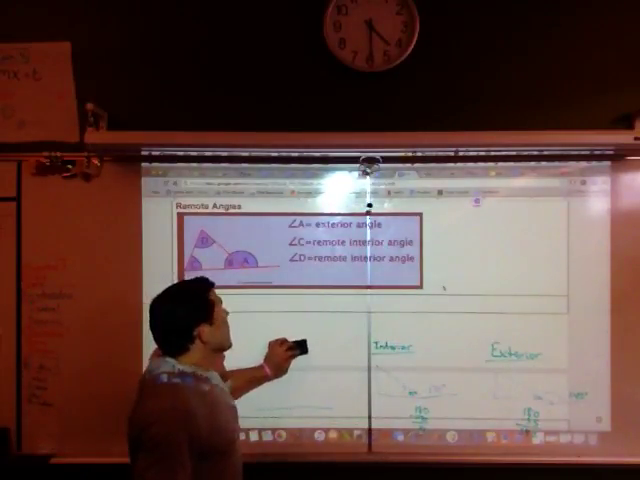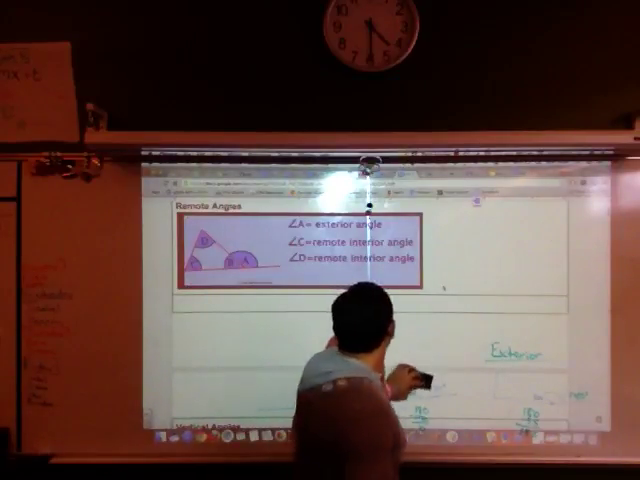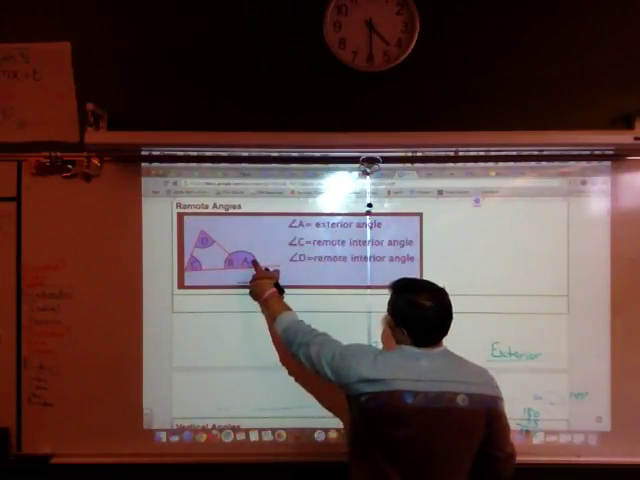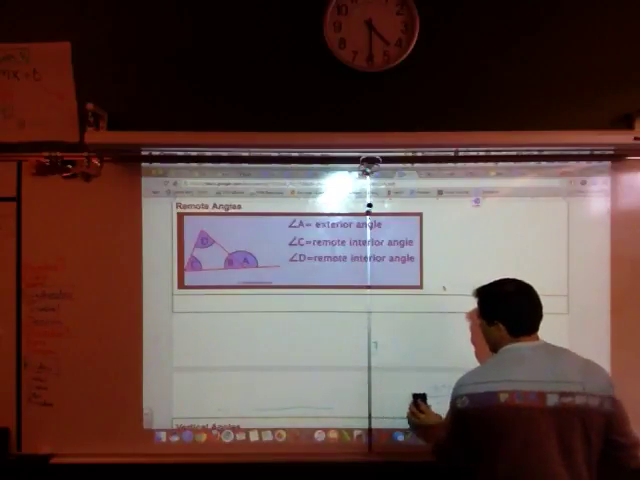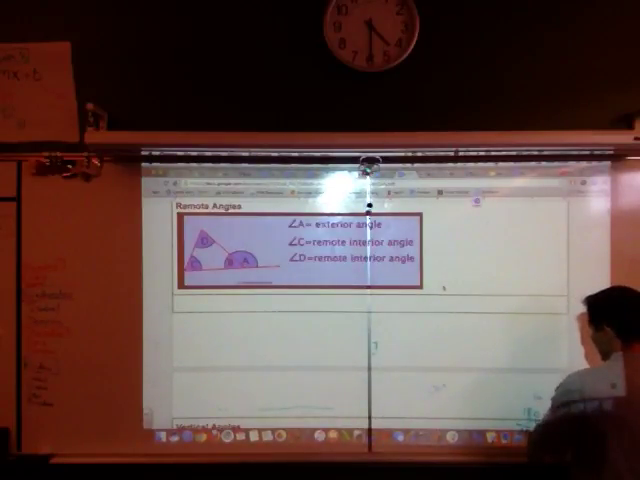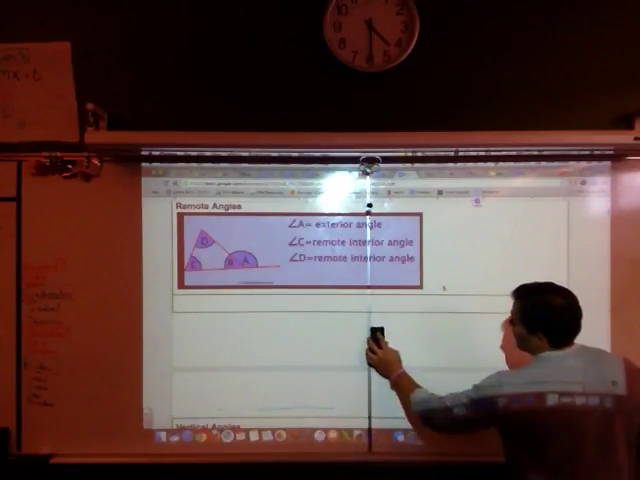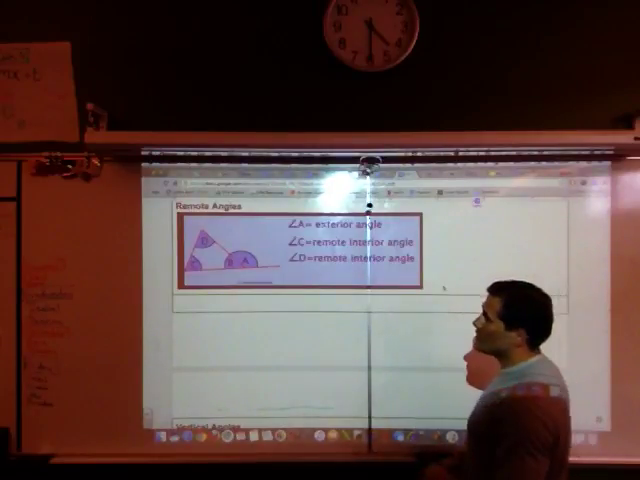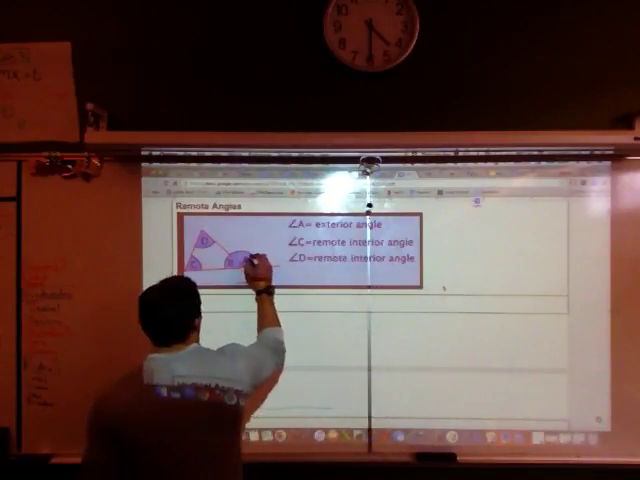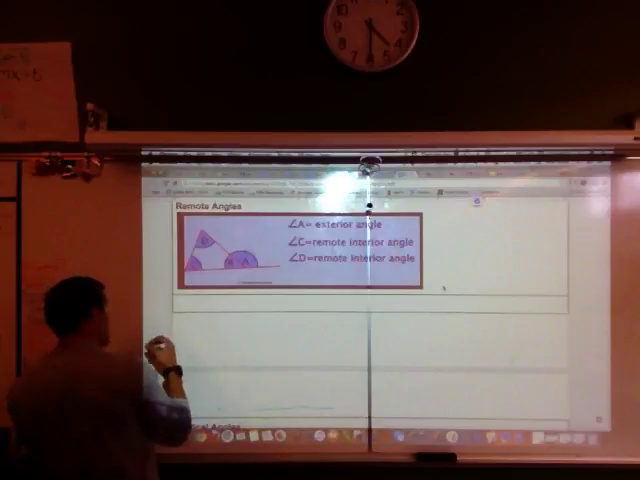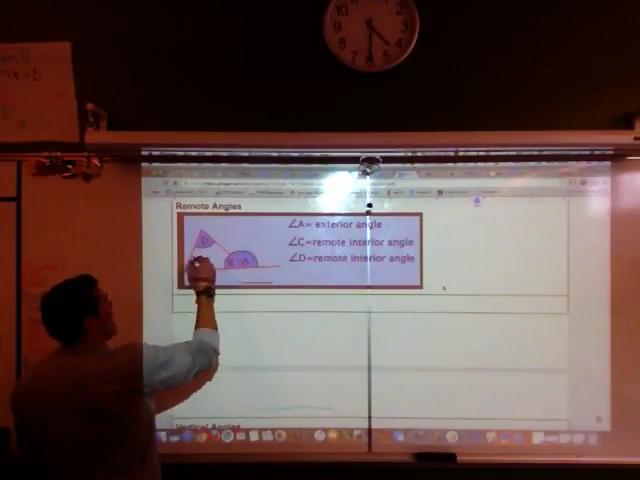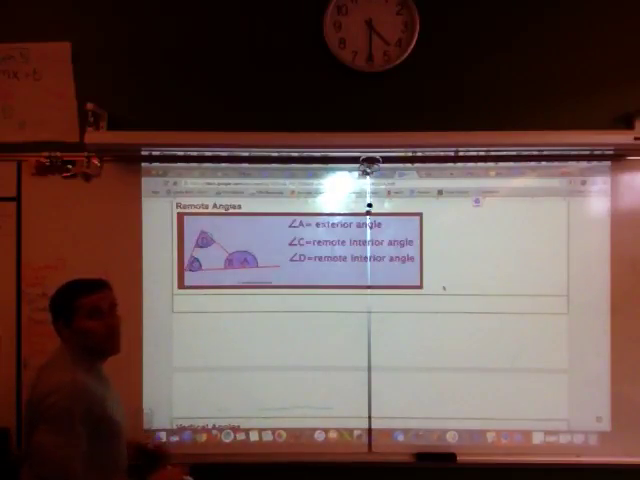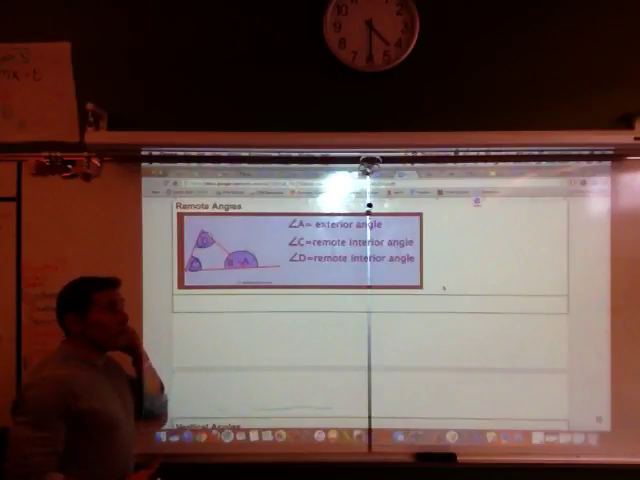Another angle relationship we have is remote angles. So A is an exterior, and then C and D are the remote. Okay, so you can see that they're actually going to be equal to each other. So A right here is going to be equal to adding these guys up together. That's the relationship, and I can use that to solve a problem.